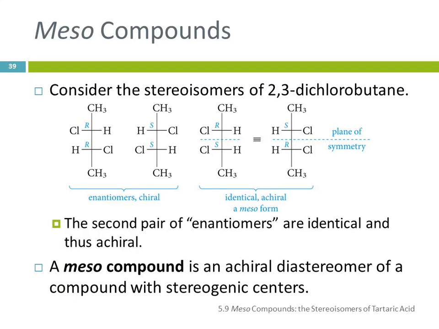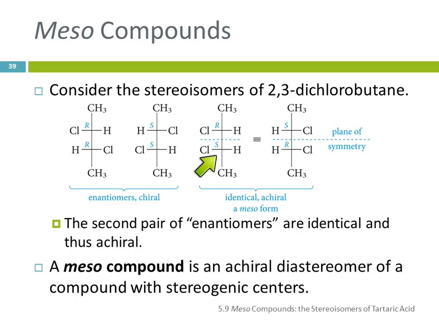So let's look at these 2-dichlorobutane. This is similar to the 2-chloro-3-bromobutane that we were doing before, but now both of these are chlorines. And so here we have 2 enantiomers. This one's R and R, this one's S and S. They're chiral, and they're enantiomers, they're mirror images of each other.